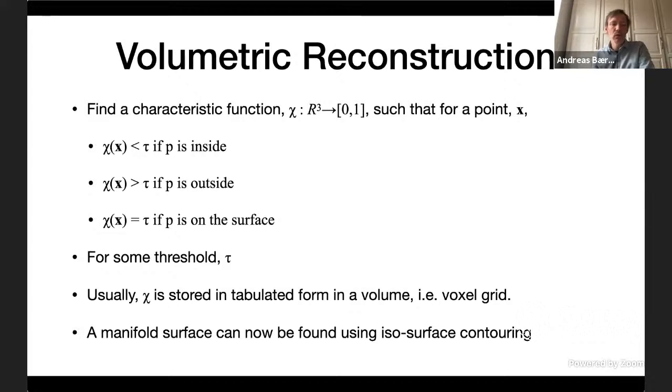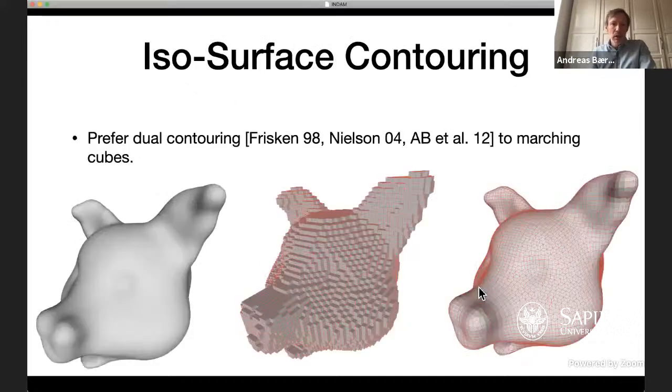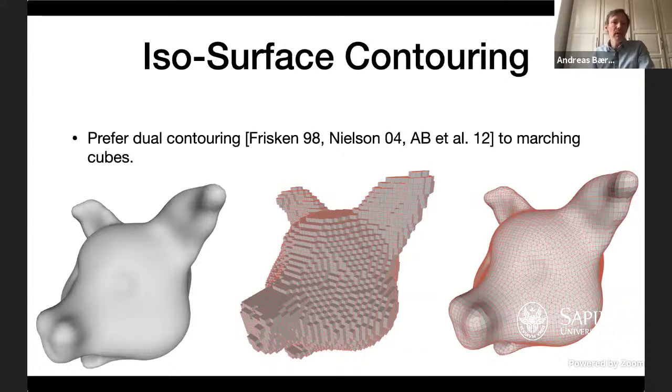Now, usually this function chi is stored in a tabulated form in a volume, meaning a voxel grid, so a 3D image. And from this tabulated version of chi, we can now find an isosurface, we can find the surface using isosurface contouring. So for isosurface contouring, I prefer the dual contouring family of methods.